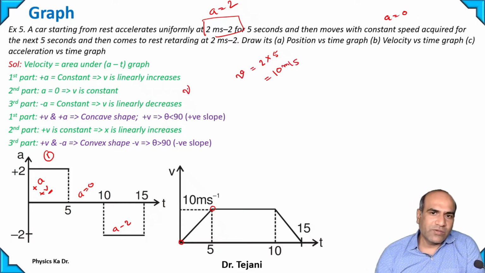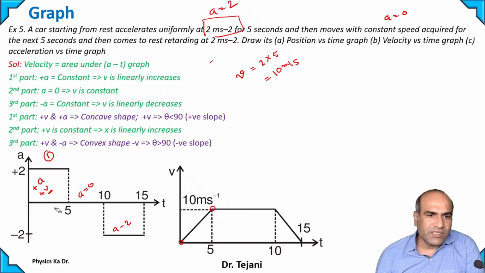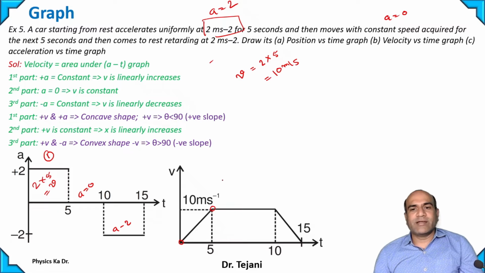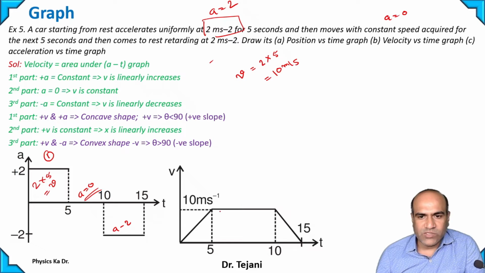Here velocity is equal to a times t. From this graph you can just find 2 multiplied by 5, so it gives the velocity, 10 meter per second. Then acceleration is 0, therefore velocity is constant. From 5 to 10, the velocity is constant.